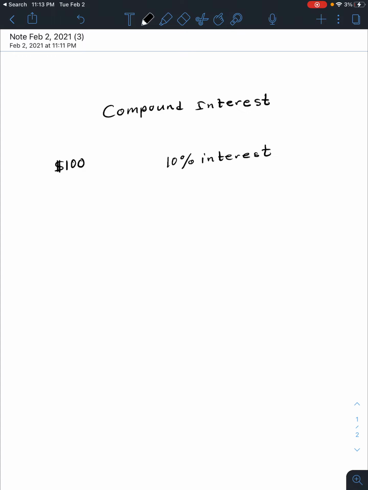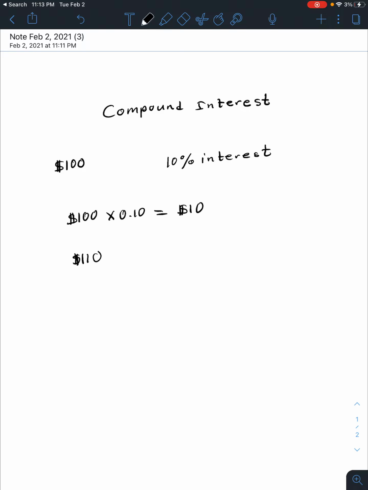So in a year, if you don't spend the $100, your parents promise you 10%. So all you do is 100 times 10%, which is $10. This $10 represents the interest you earned. Thus, at the end of the year, you have $110. So you are happy about that.